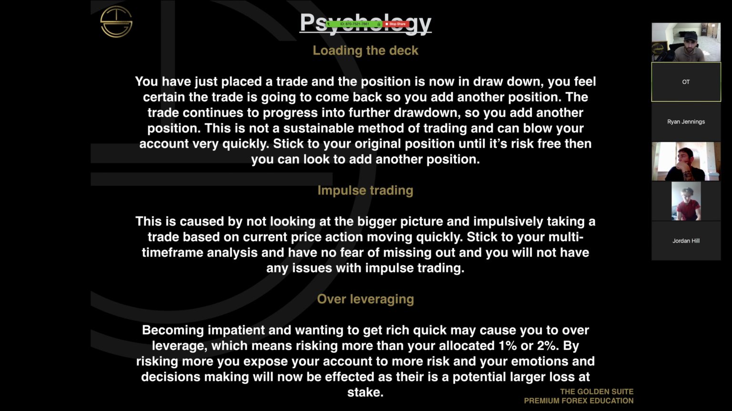The trade continues to progress into further drawdown, so you add another position. This is not a sustainable method of trading, and you can blow your account very quickly. Stick to your original position until it's risk-free, then you can look to add another position. That's called scaling. That's a safe way of adding another trade.